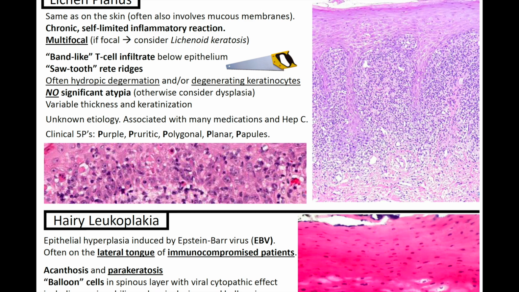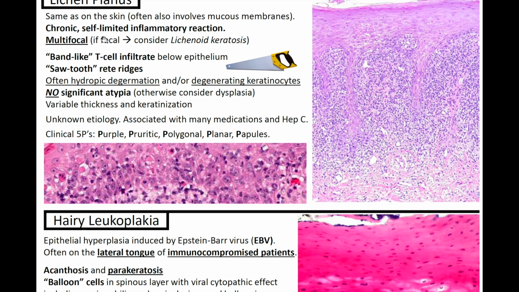Moving on, lichen planus. So the same as on the skin, where you can have lichen planus, it often also involves mucous membranes. It is a chronic, self-limited inflammatory reaction, multifocal. If it's focal, it's considered lichenoid keratosis. In lichen planus, you get that band-like T-cell infiltrate with the sawtooth reedy ridges that we see here, kind of coming down in a sawtooth pattern, and that lichenoid interface pattern that we're also appreciating here.